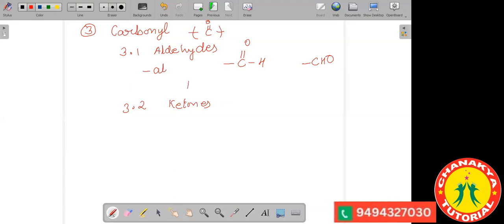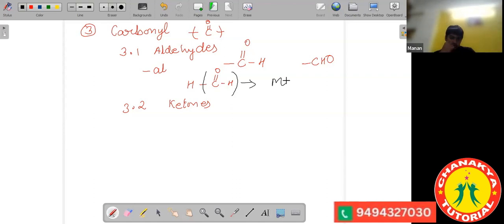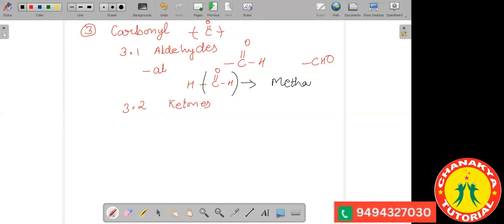Like you can have this H, C double bond O, and H. So what name will we give to this? As you can see here, this is the CHO group. Okay, and how many carbon atoms are there? One. So it should be methane, and drop E from the last, add AL. So it should be methanal.